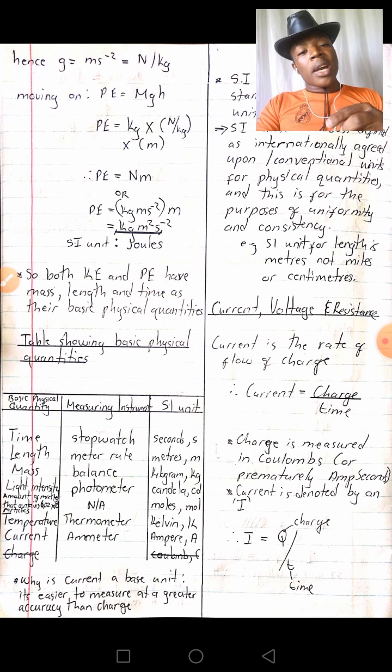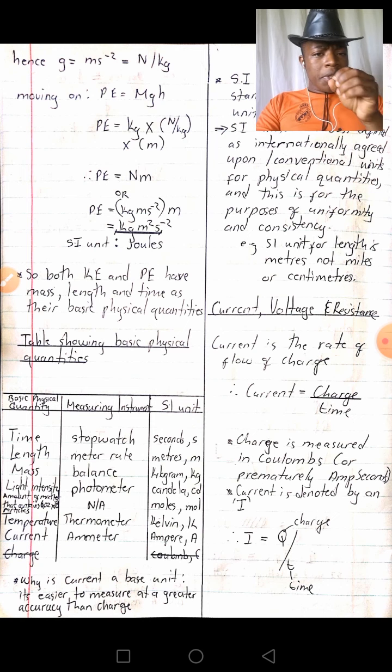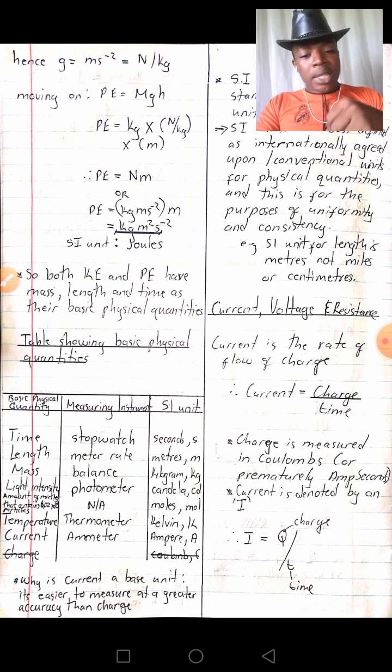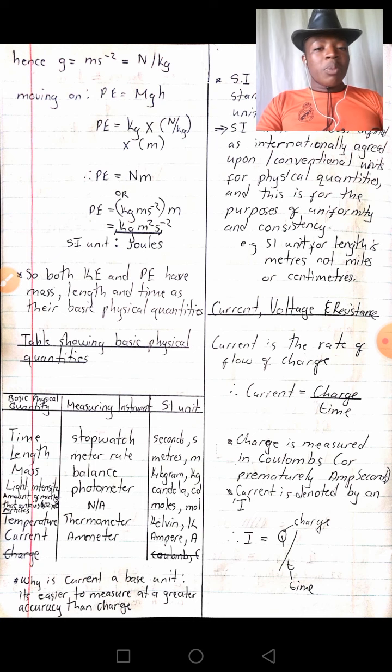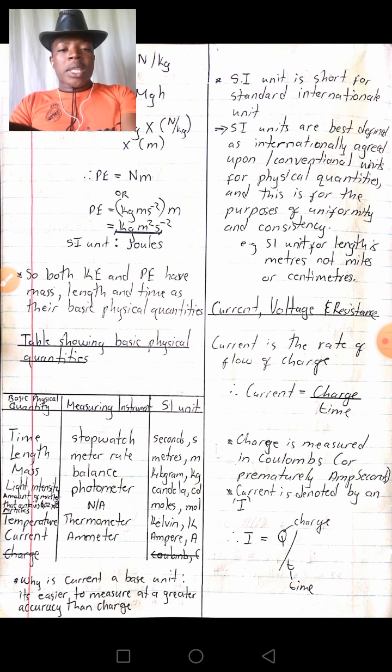I know that current is equal to the rate of flow of charge, right? I know that it's charge over time. But charge can't be measured because it's not as stable as current. We can measure current more easily than we can measure charge. Therefore, charge in this case will become a derived physical quantity. I'm going to explain how it becomes a derived quantity in a short while.